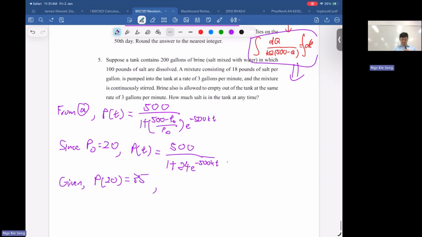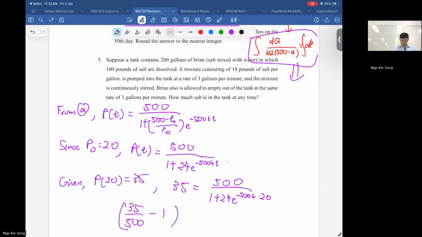So we need to solve this: 35 equals 500 over 1 plus 24 e to the minus 500k times 20. So please calculate this: 35 over 500, minus 1, divided by 24.